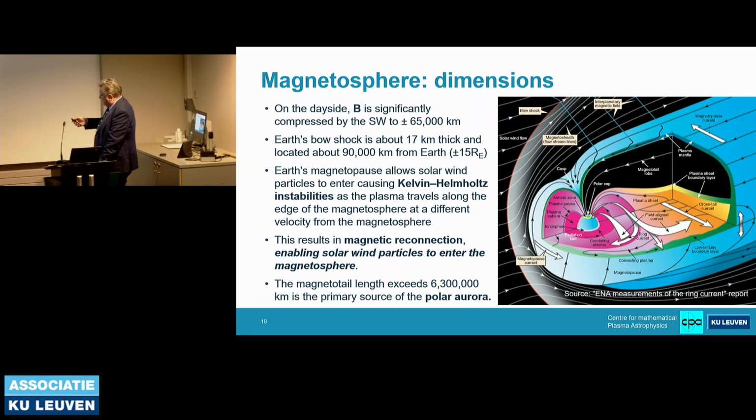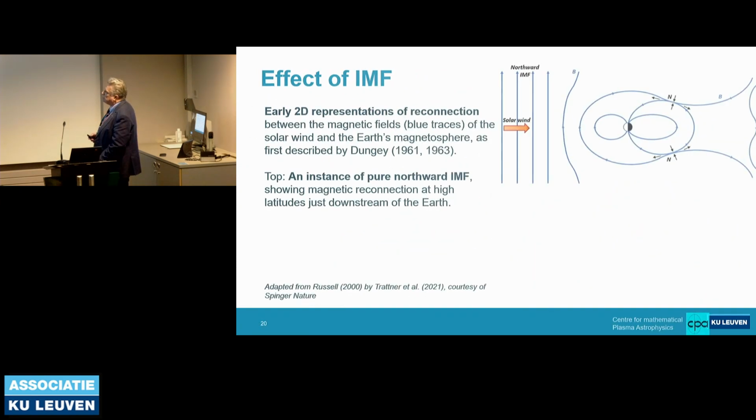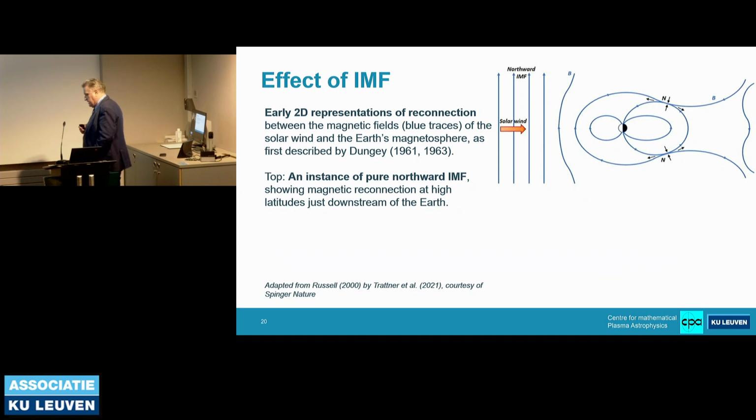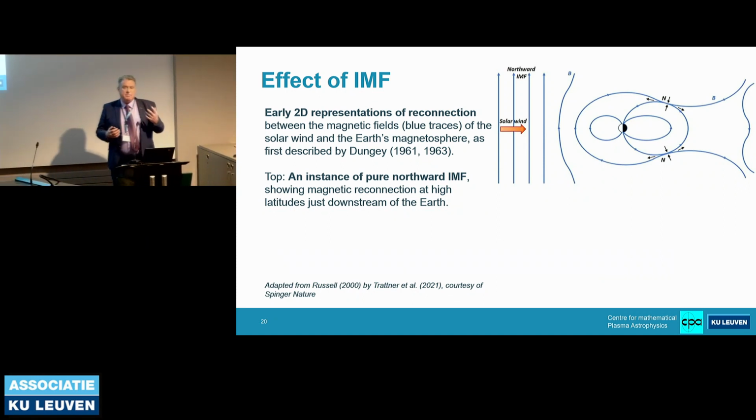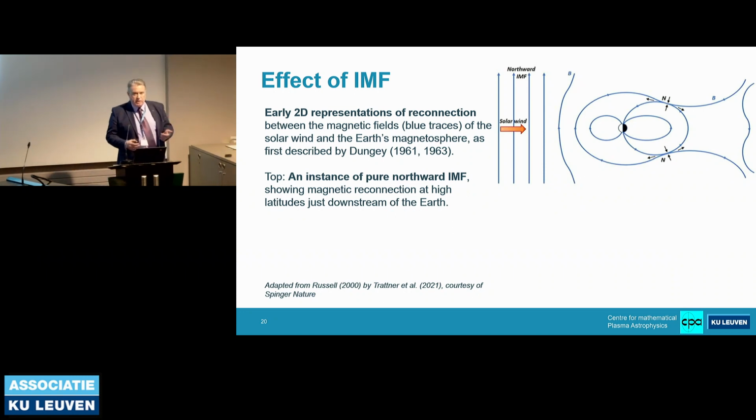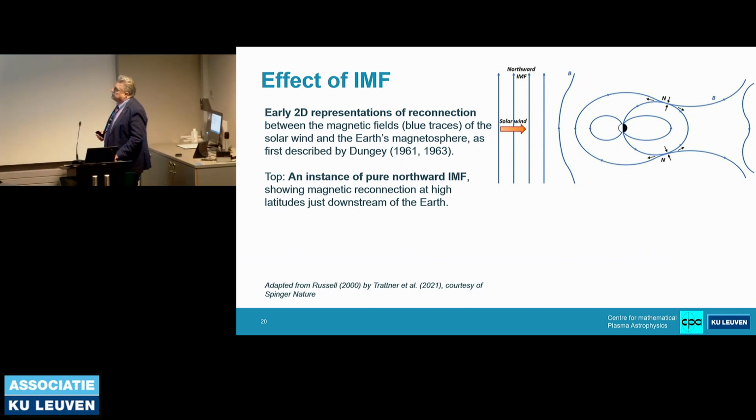The magnetotail, at the backside of the Earth, is very long, more than 6,300,000 kilometers long, and this is the primary source of the aurora, as I will show you later. Because the interaction of the solar wind with the magnetosphere actually depends on the polarity of the interplanetary magnetic field.